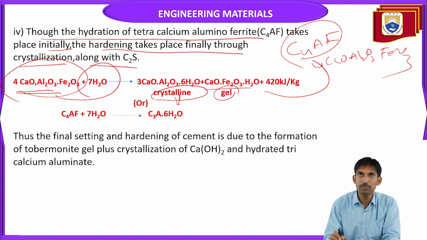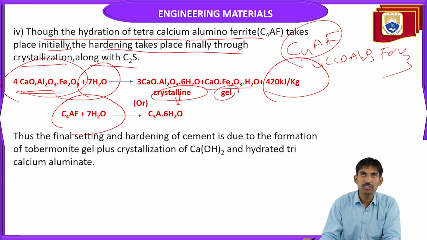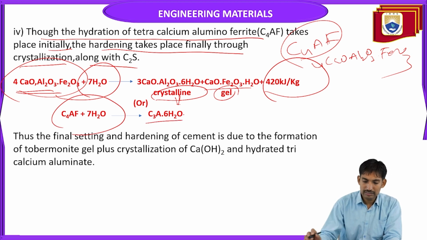It is an exothermic process. It evolves 420 kJ per kg. The short form for the reaction is C4AF reacts with water and forms C3A 6H2O.